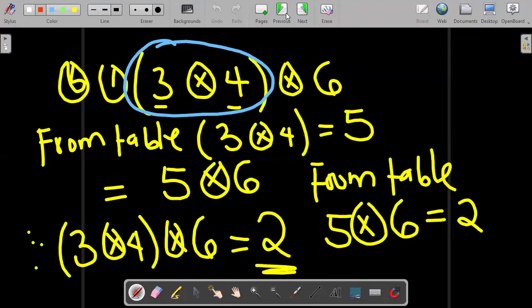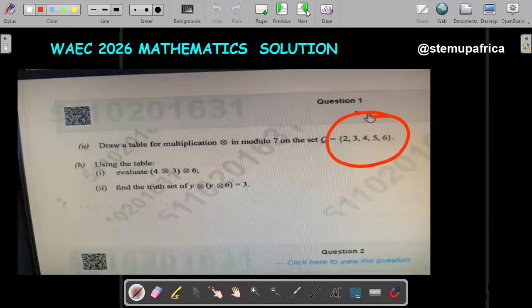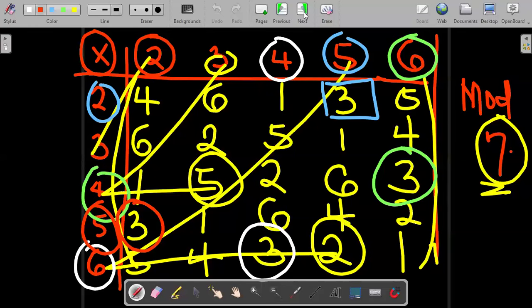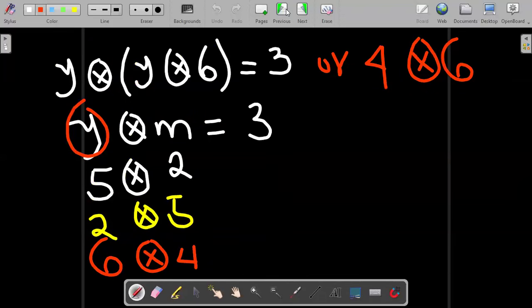So let's check again. Who else gave us 3? That is 6 and 4. Okay? So those are the numbers now. Either 5 and 2, 2 and 5, they're the same thing. 6 and 4, or 4 and 6, they're the same thing. Are you seeing it?